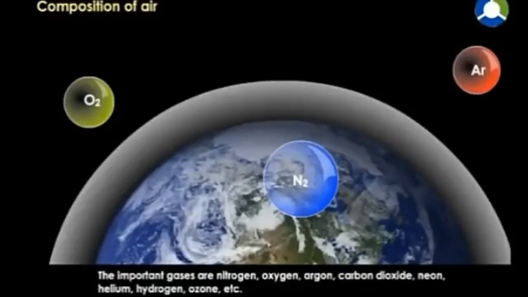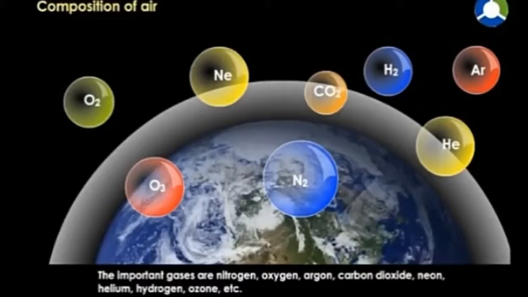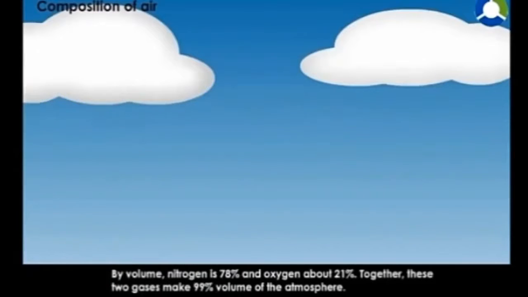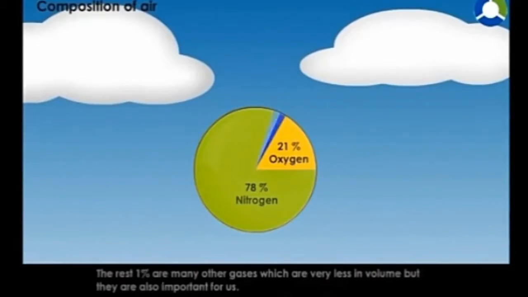Nitrogen, oxygen, argon, carbon dioxide, neon, helium, hydrogen, ozone, etc. By volume, nitrogen is 78% and oxygen about 21%. Together, these two gases make 99% volume of the atmosphere. The rest, 1%, are many other gases which are very less in volume, but they are also important for us.